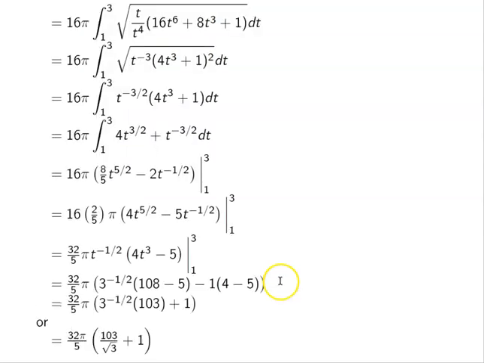Okay, so that's the easiest way to try to deal with it if we rotate around the y-axis instead.